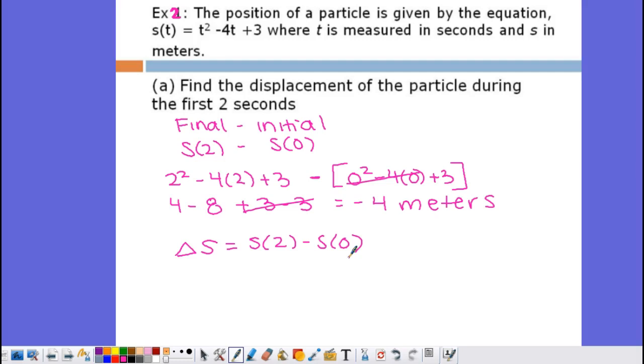Okay, and so how would you do averaging? If I wanted the average rate of change, like if it said average velocity right now, then it would be S of 2 minus S of 0 all over 2 minus 0. So you would divide that -4 in half. Okay. So the average velocity would be -2 meters per second. Okay. Gotcha.